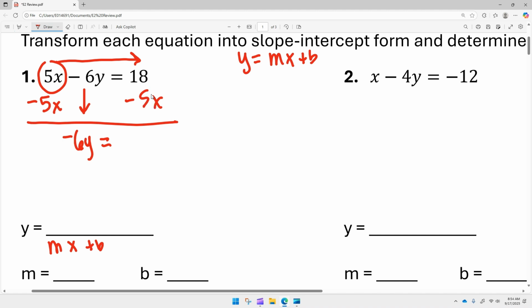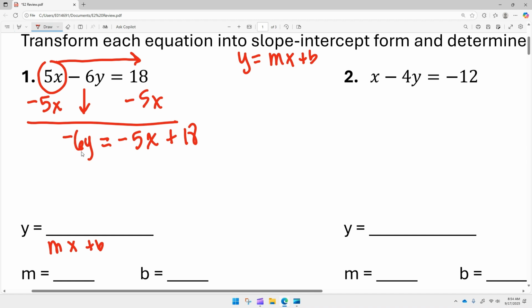Now, negative 5x and 18 are not like terms, so I'm just going to rewrite them. That means I cannot combine them. Now, I know that 18 is plus because there's no sign in front, so that tells me that that is a plus 18. Now, the term with y is the only term on that side.